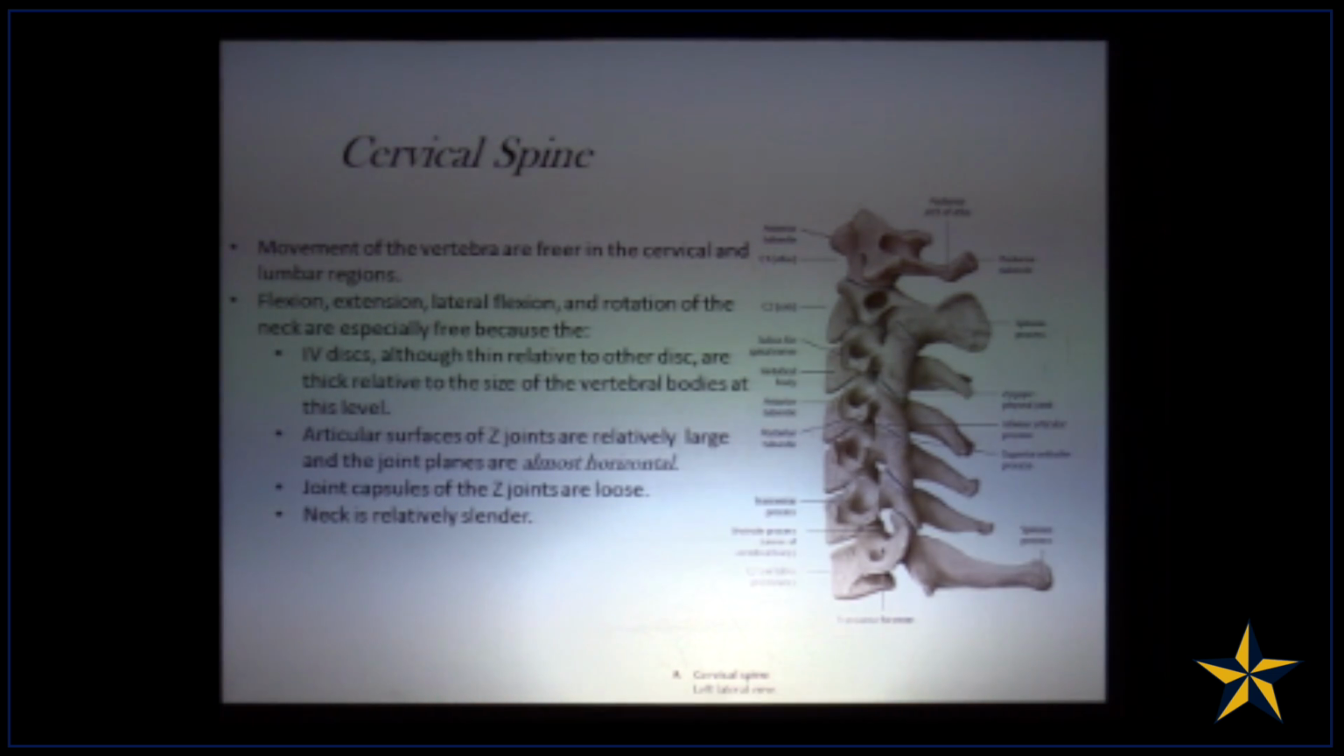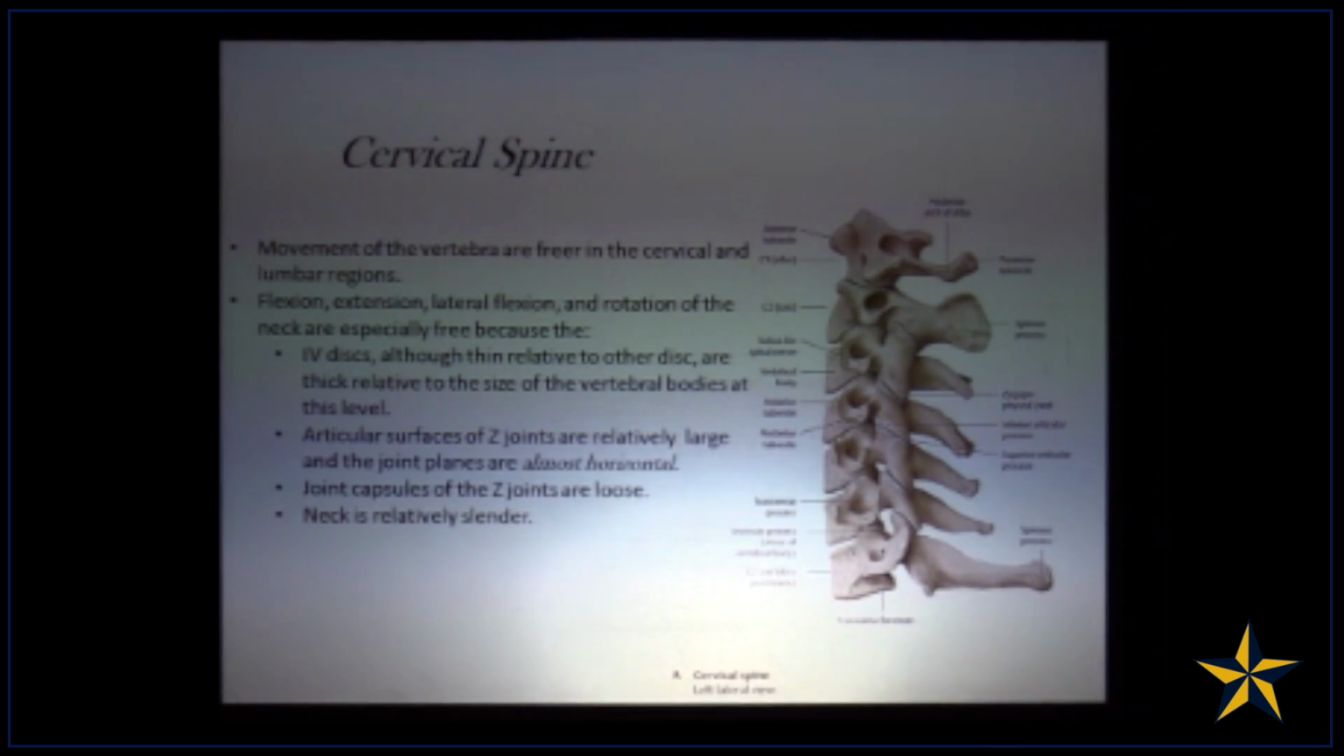So let's talk about the cervical spine real quick. Movements of the vertebrae are freer in the cervical and the lumbar regions. The cervical spine does flexion, extension, lateral flexion, and rotation of the neck, and is especially free because the IV discs, although thin relative to the other discs, are thick relative to the size of the vertebral bodies on this level. Articular surfaces of the Z-joints are relatively large. They're almost horizontal, and you can see them right there.